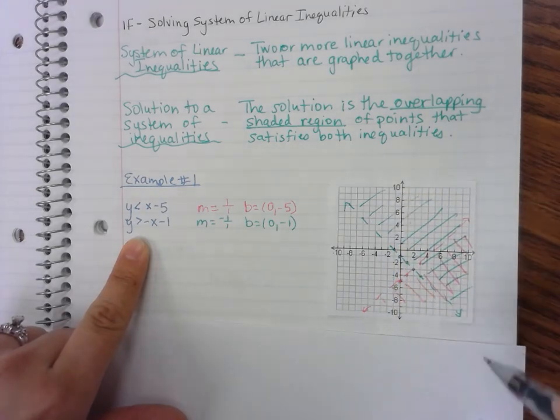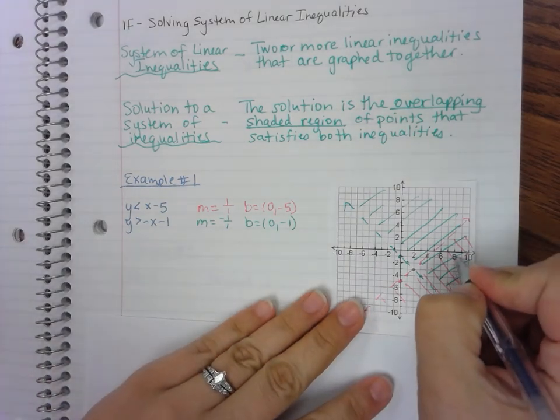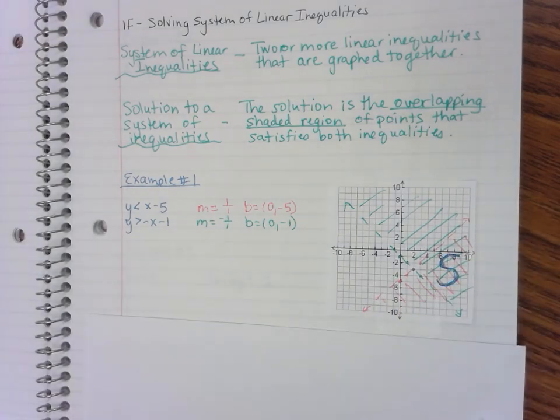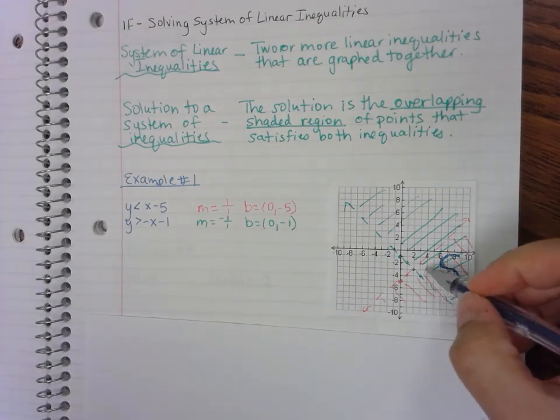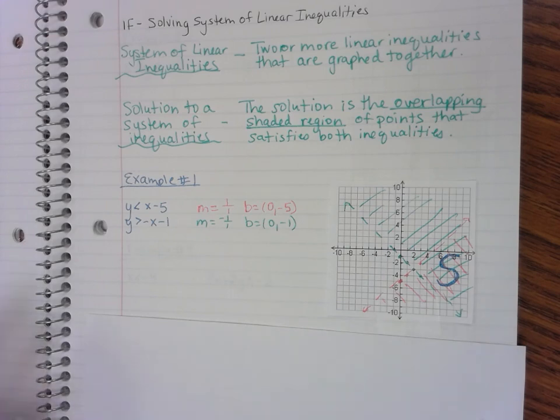Now notice that there is a region that both of them have in common. And that is this region right here. I'm going to put a big S. That means that this region right here is the solution to my system of inequalities because it's where it overlaps. Let's take a look at example 2.